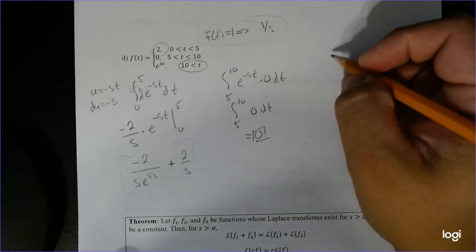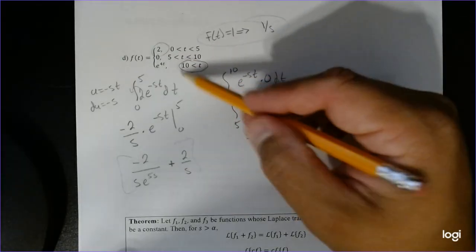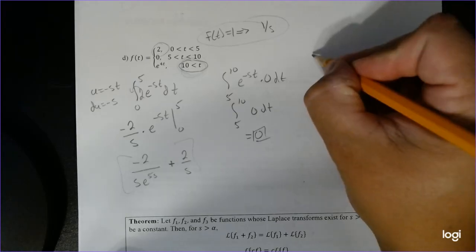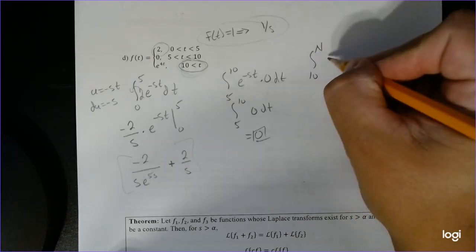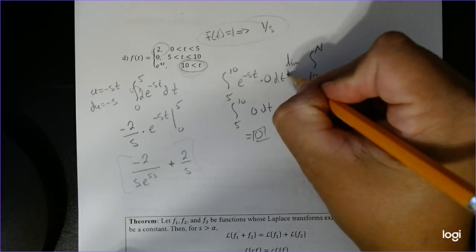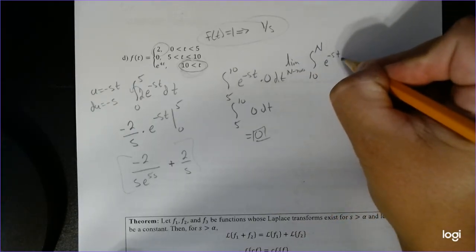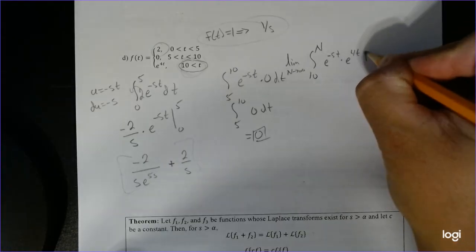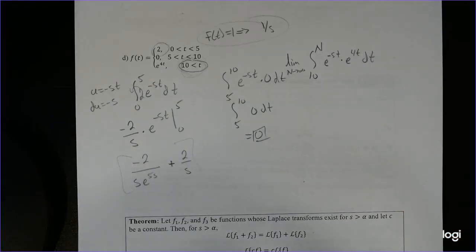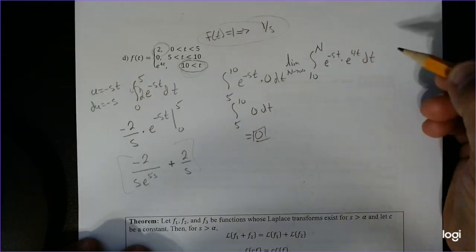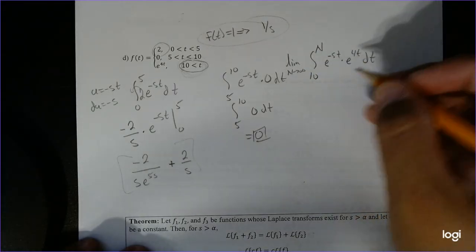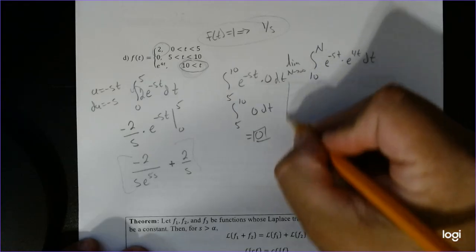Okay. And then finally the last one has the infinite bounds. So this one's going from 10 to infinity. So take the limit as n goes to infinity of e to the negative st times e to the 4t dt. Okay, so again, we kind of did this earlier, right? We just did a is equal to 4 in this case. So this is again the integral.